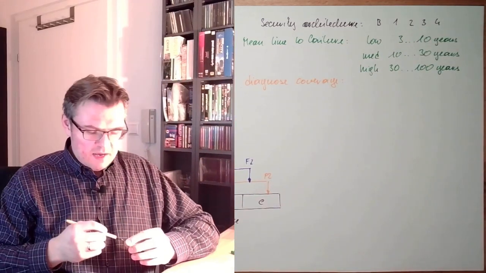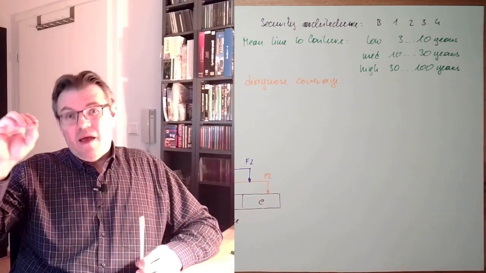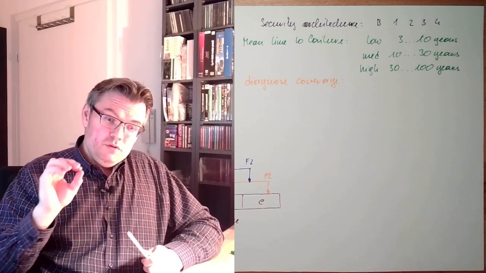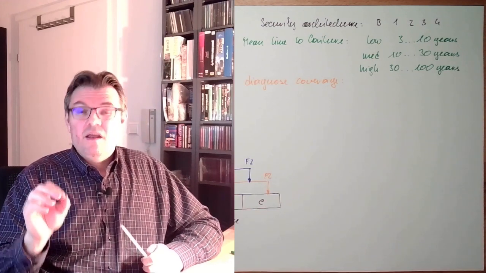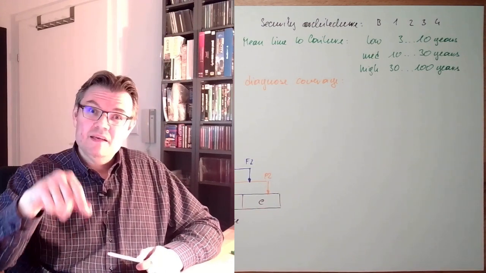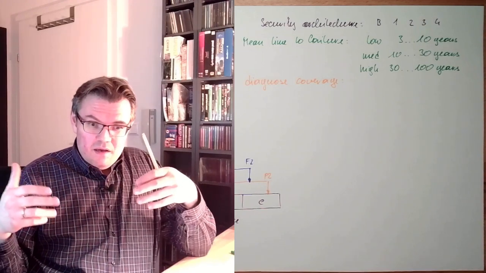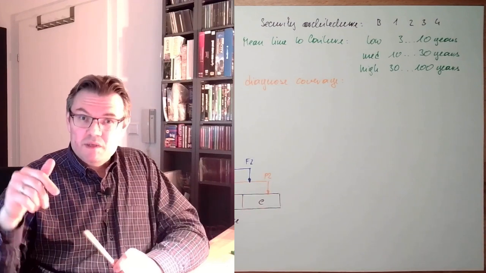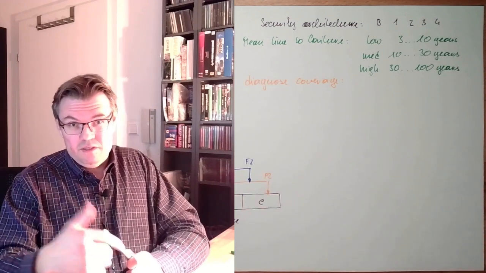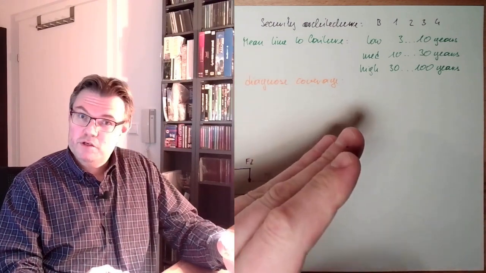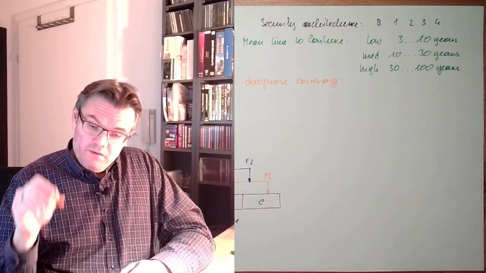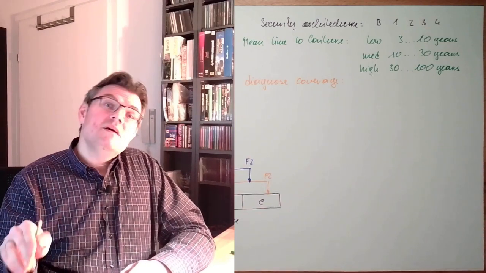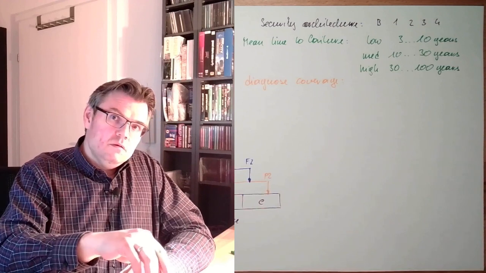Diagnose coverage means: is my construction or my control system able to see critical failures? And how many percent of the critical failures can be determined by the system itself? So it is a self-diagnosis of the system. How many critical failures of my construction can be diagnosed by the system itself? Okay?